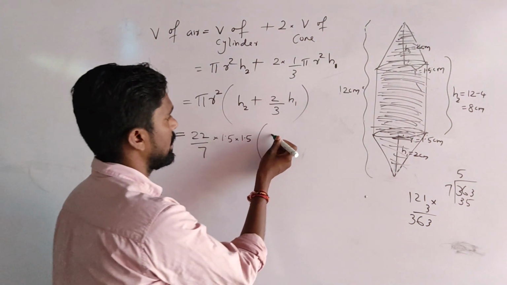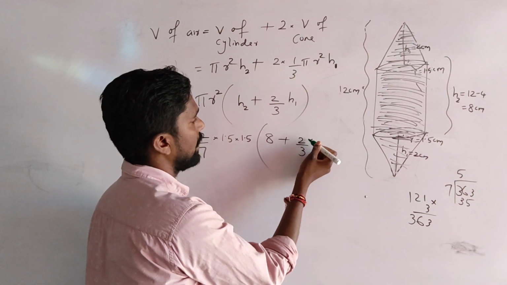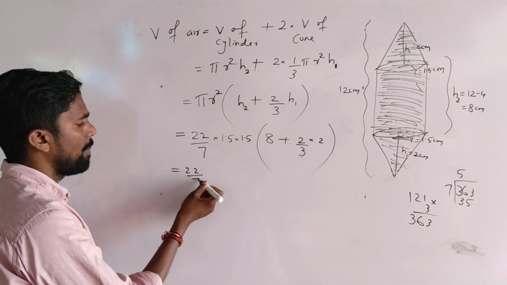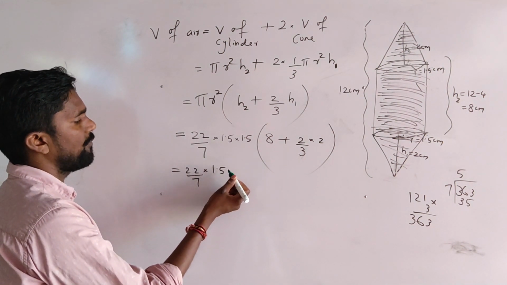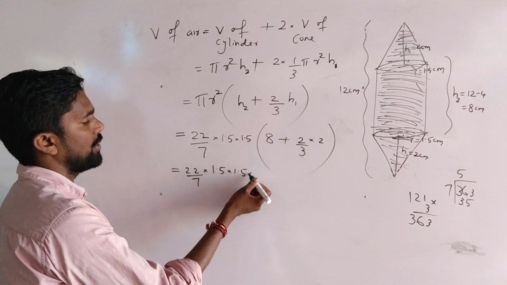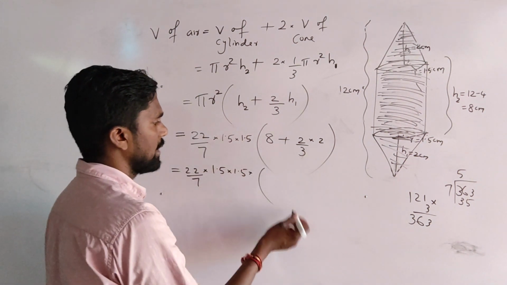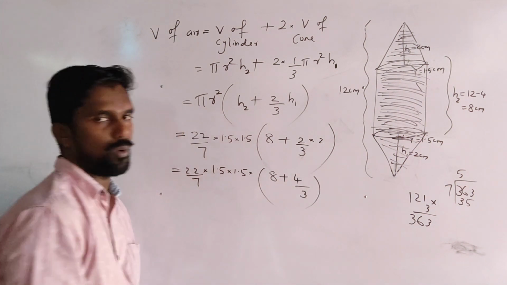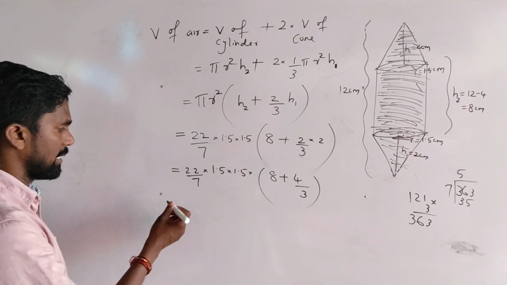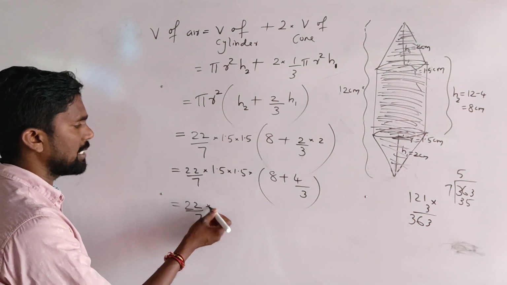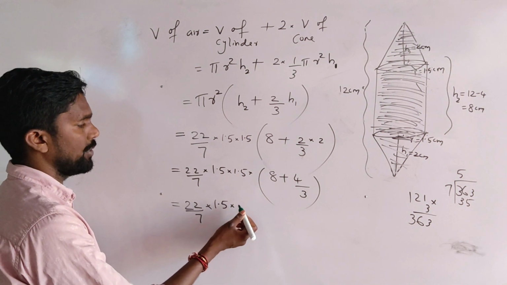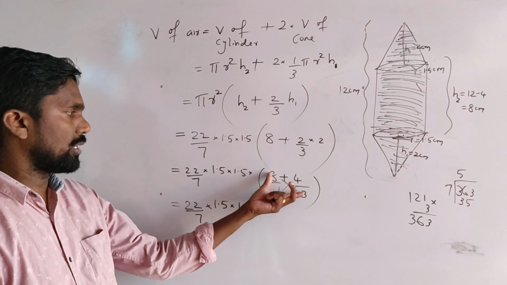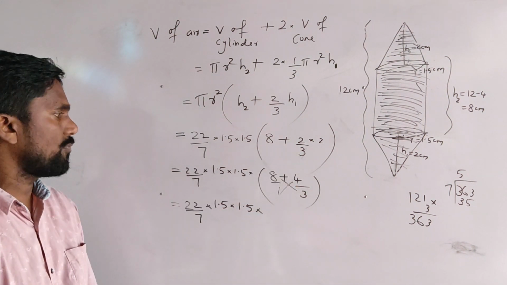H2 means 8, and 2 by 3 into 2, since H1 means 2. That is 22 by 7 into 1.5 into 1.5 into, you can write 8 plus 4 by 3, since 2 into 2 is 4. 8 plus 4 by 3, that is equal to 22 by 7 into 1.5 into 1.5 into. Now cross multiply: 8 into 3, 24. 24 plus 4, 28.